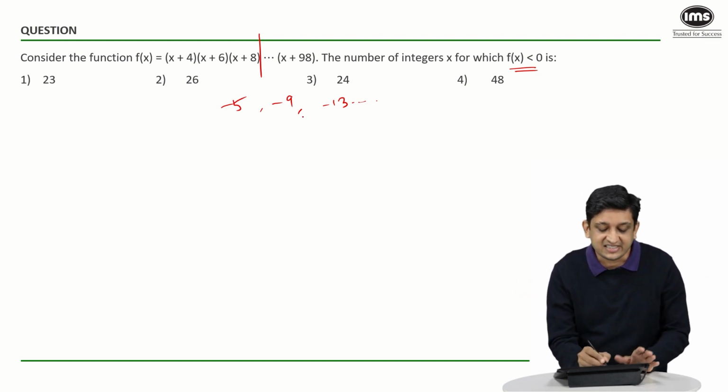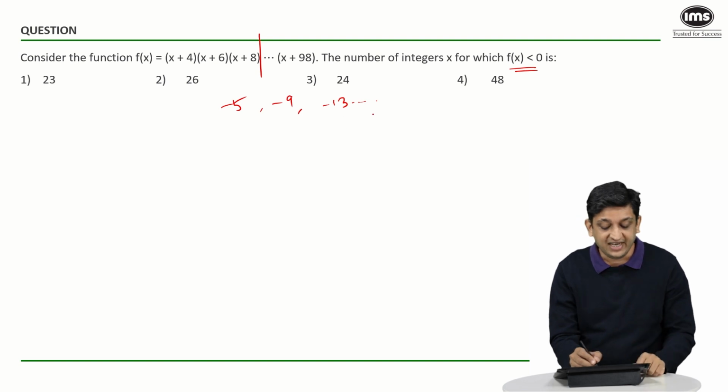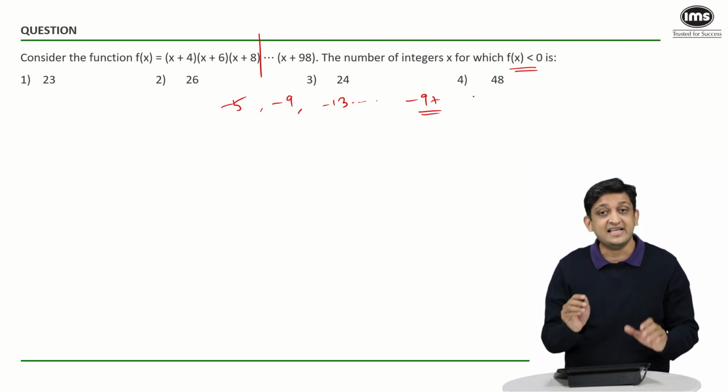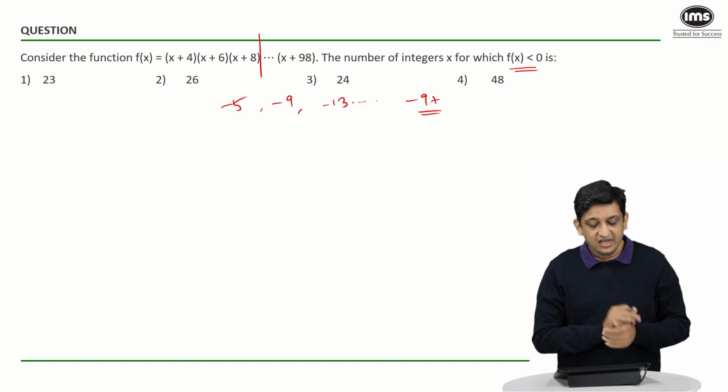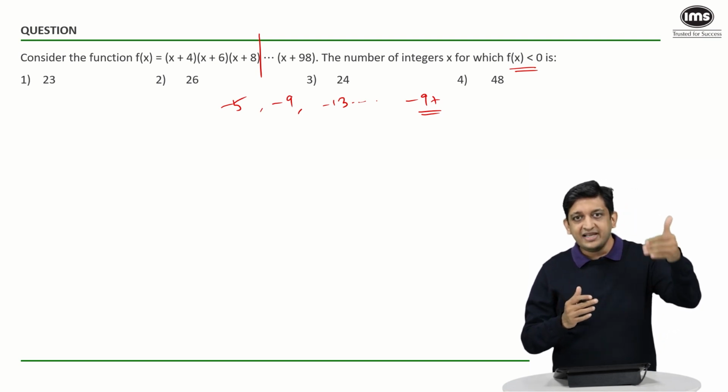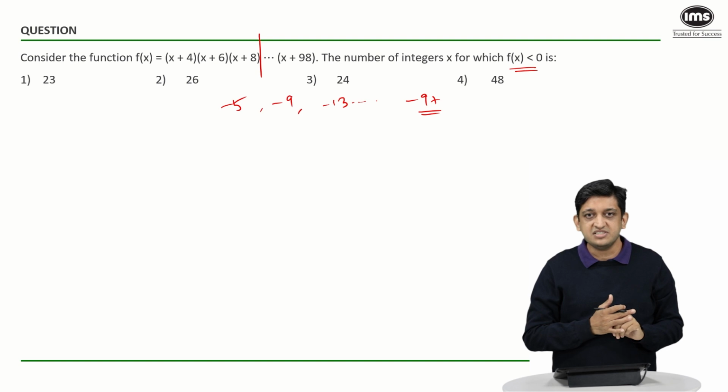So if you look at the largest or the farthest such number that we are looking at, you will see that it is going to be minus 97 that will be present. After minus 97, let's say you go to minus 98, the entire thing becomes 0.